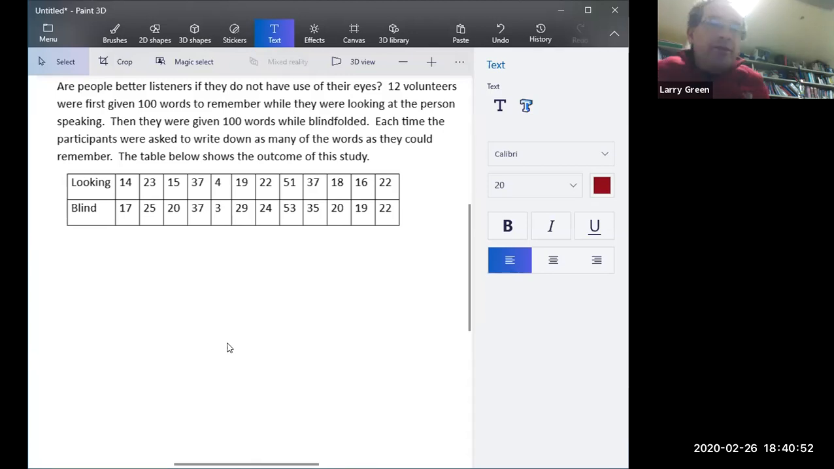All right, so what makes this profoundly different than the last one? There's one big difference in this one. Any thoughts? In terms of the way we're going to handle the statistics.